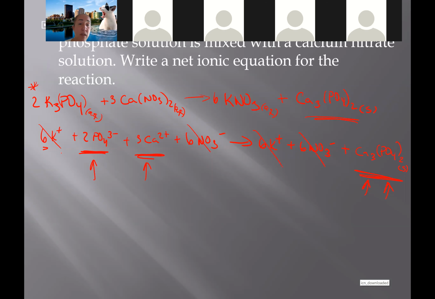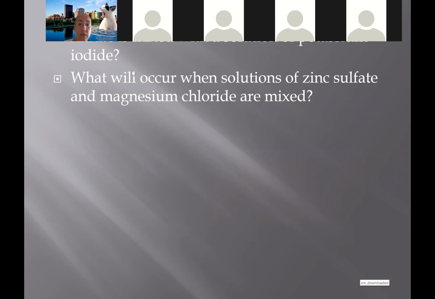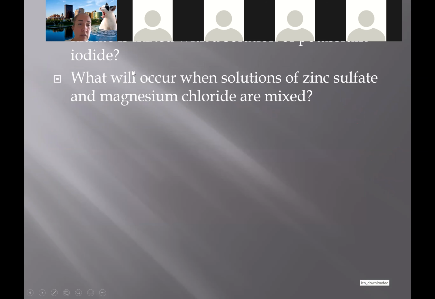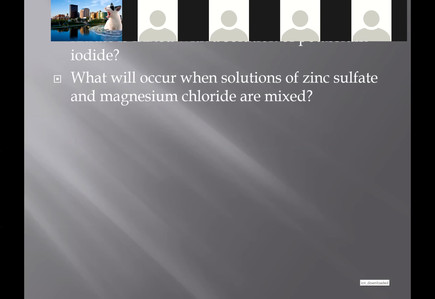Okay, so there's a chart. Let's do some other ones. All these precipitation reactions are exactly the same type of question. You just have to make the products. What will occur when a solution of lead 2 nitrate is mixed with a solution of potassium iodide? So here we go. What is lead 2 nitrate?